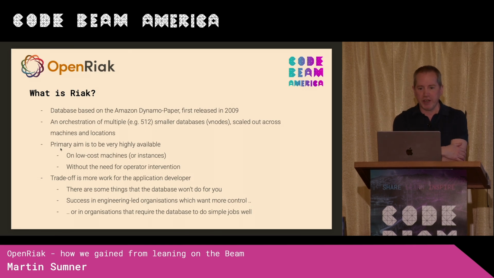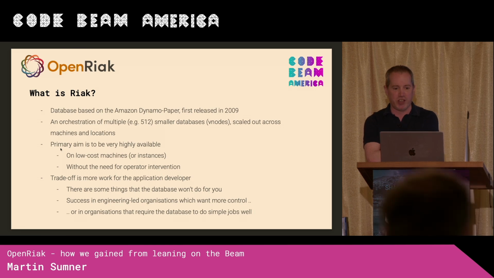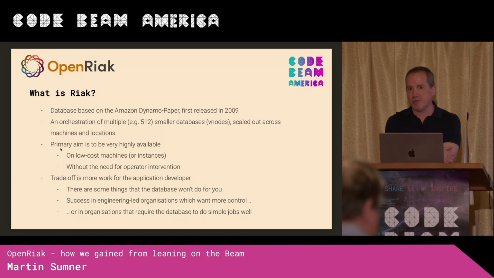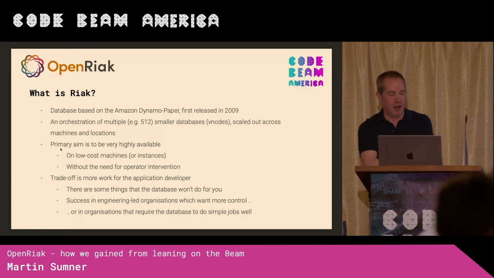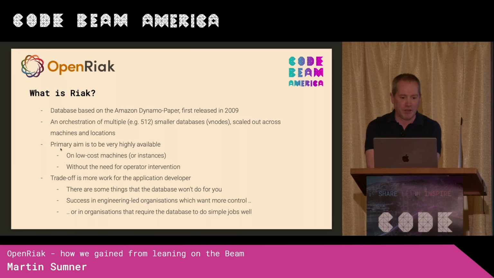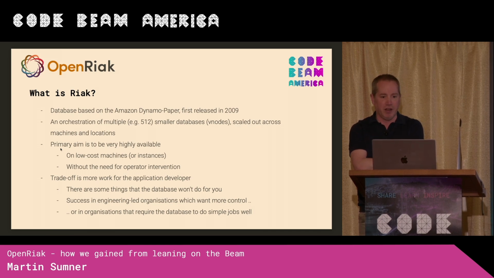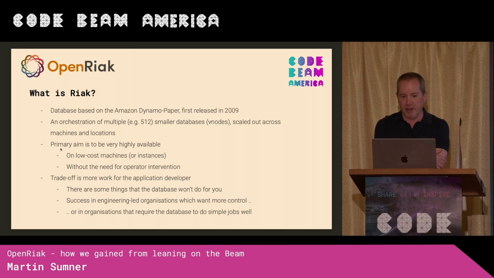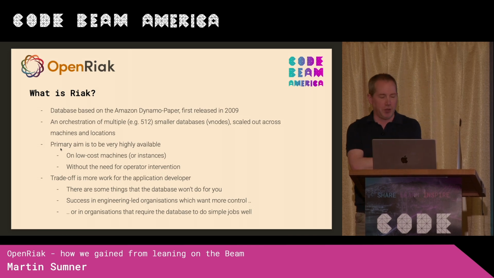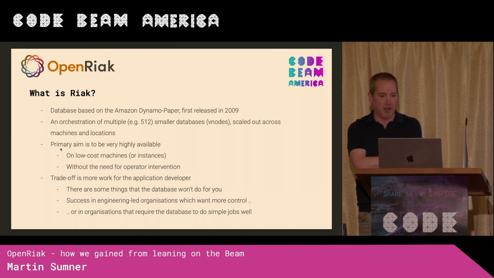So what is Riak? Riak is a database, a key value store, or an object store that was based on the Amazon Dynamo paper. It was first released by the company Basho Technologies, a startup, in 2009. If you're familiar with DynamoDB, there are some similarities between DynamoDB and Riak. It's a scale-out database, so typically we have clusters of between 5 and 50 nodes in size.